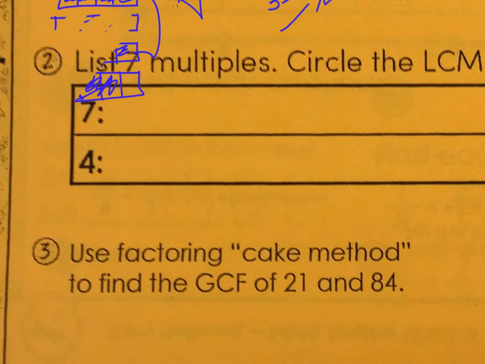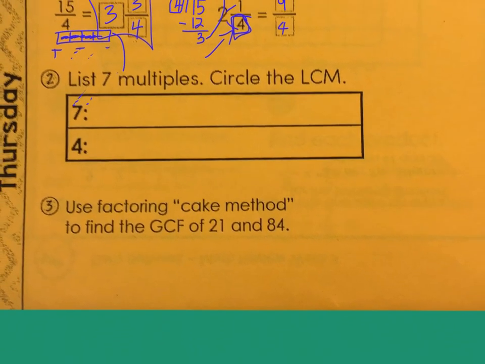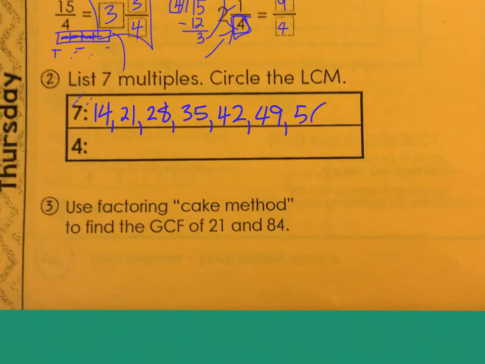Okay, so let's take a look at this next one. I am going to list the multiples. Now this is least common multiples. So I'm going to go 7, 14, 21, 28, 35, 42. That's 6 times 7. 7 times 7 is 49. One more. 8 times 7 is 56.